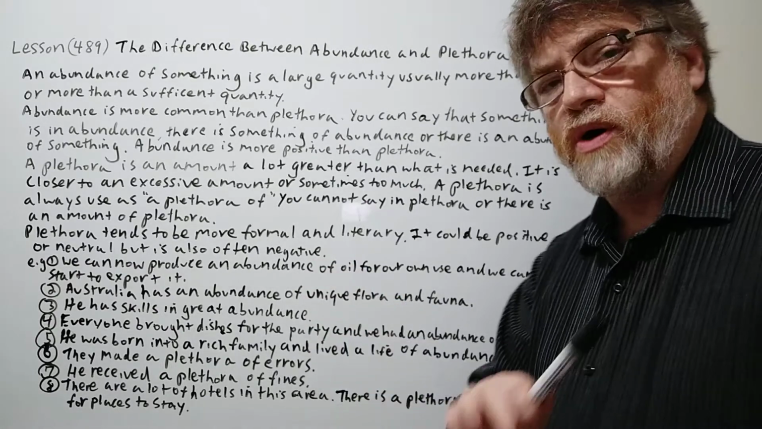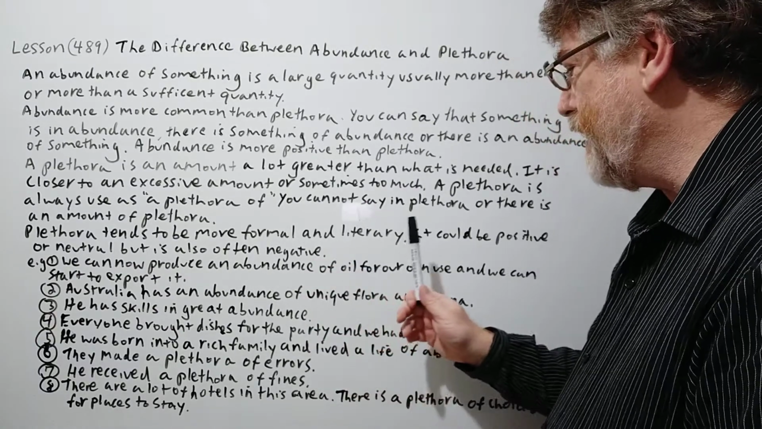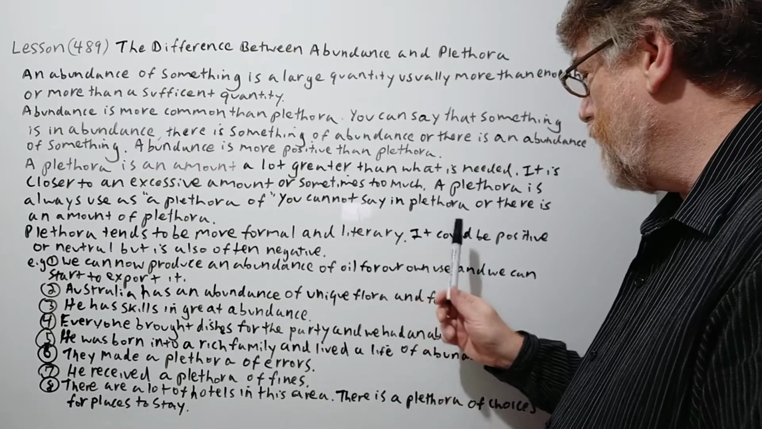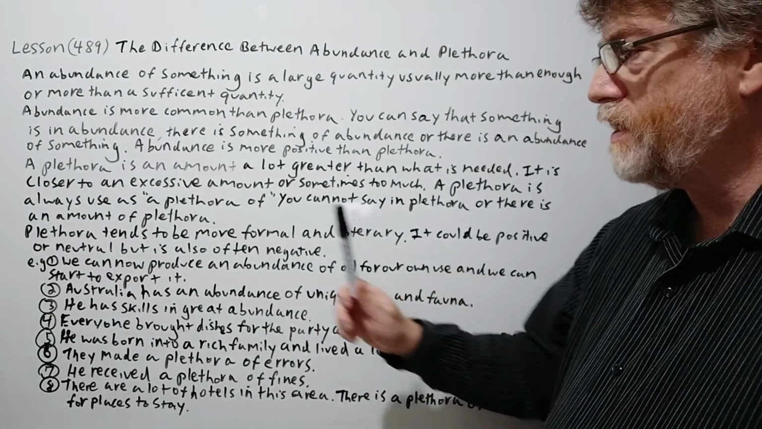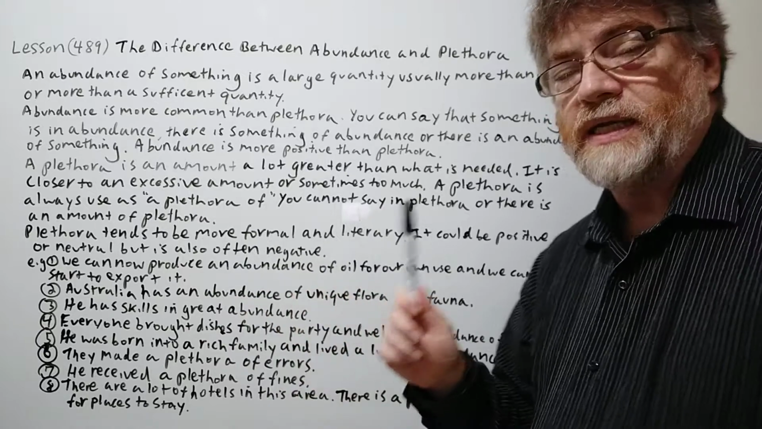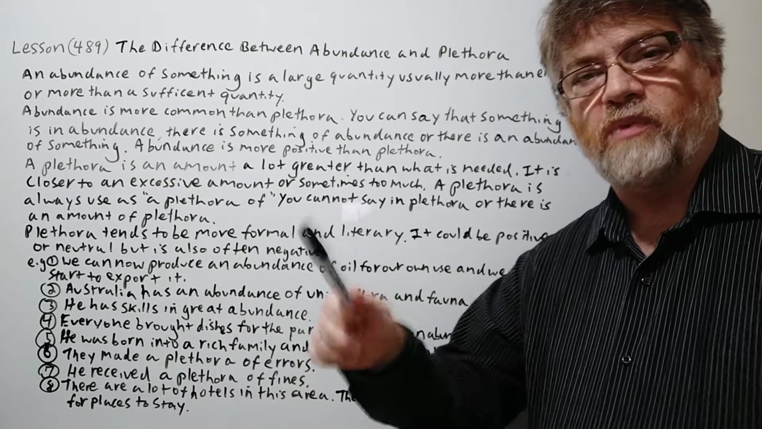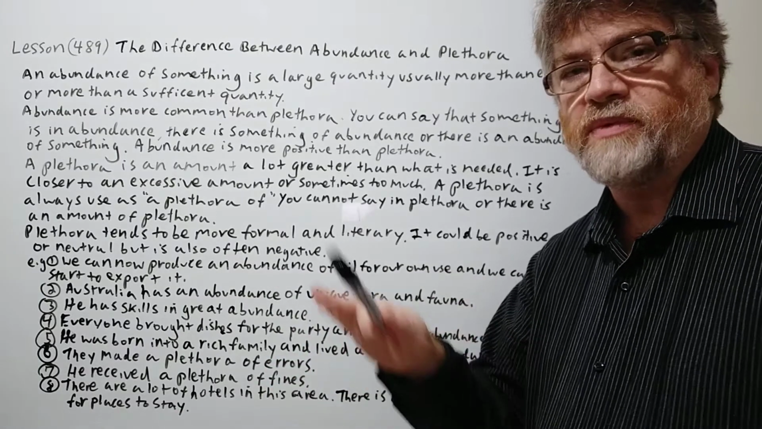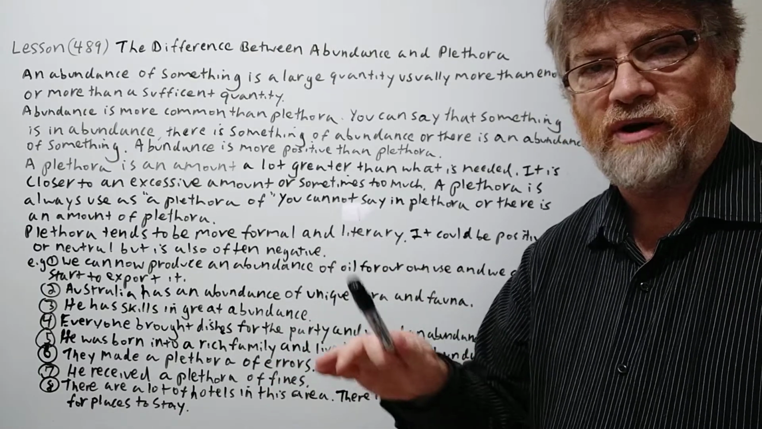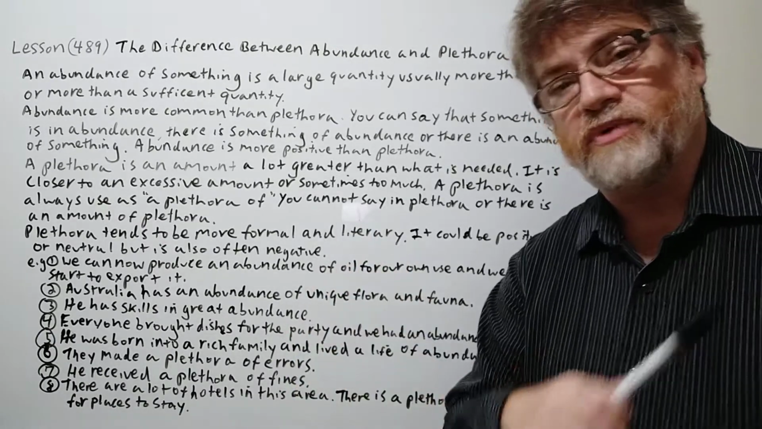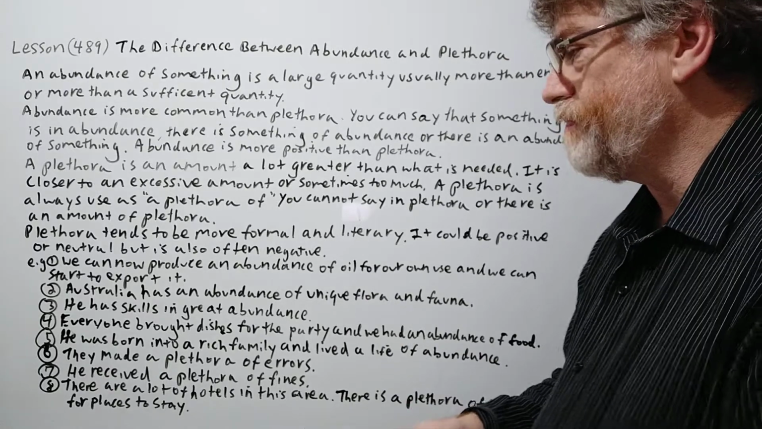Plethora tends to be more formal and literary, where abundance is just pretty common. Plethora could be positive or neutral, but it's often negative too, where abundance tends to be more positive more often. Plethora sometimes can be used with things that are negative. All right, let's continue. We've got 8 examples to show all these ideas.